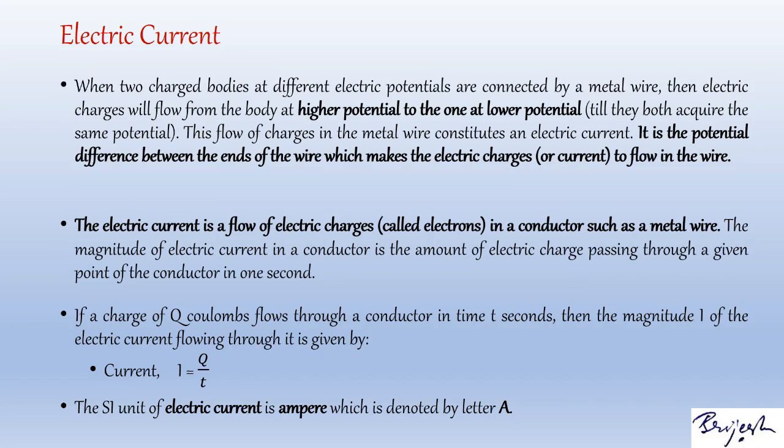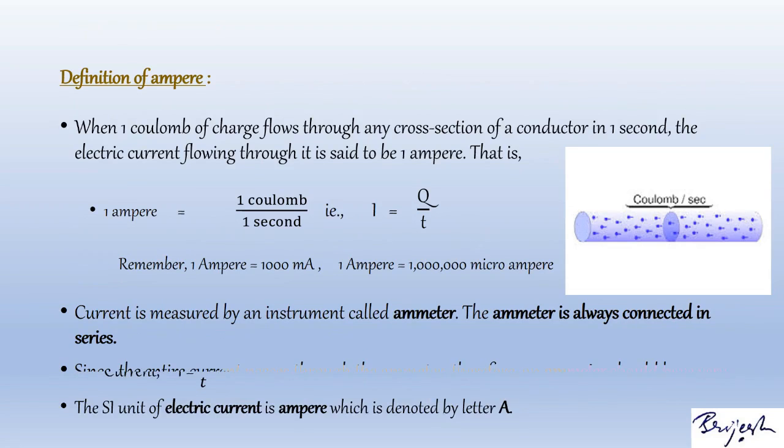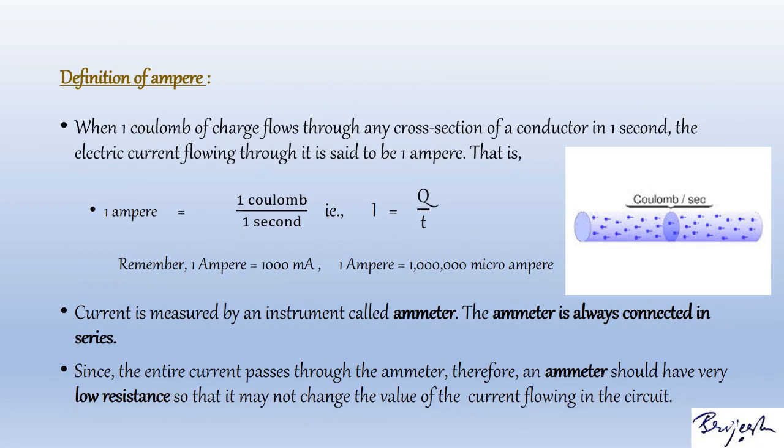The SI unit of electric current is ampere, which is denoted by the letter A. When 1 coulomb of charge flows through any cross section of a conductor in 1 second, the electric current flowing through it is said to be 1 ampere. That is, 1 ampere equals 1 coulomb per second. That is, 1 A is 1 C upon 1 s.